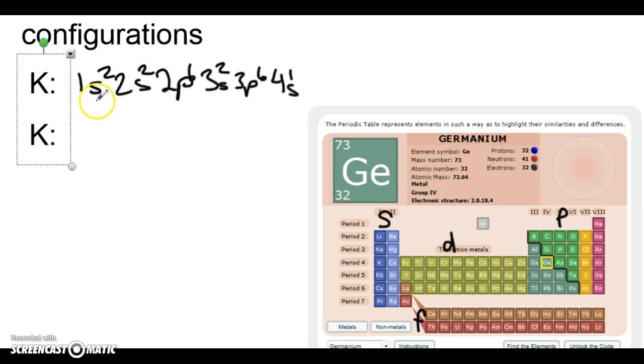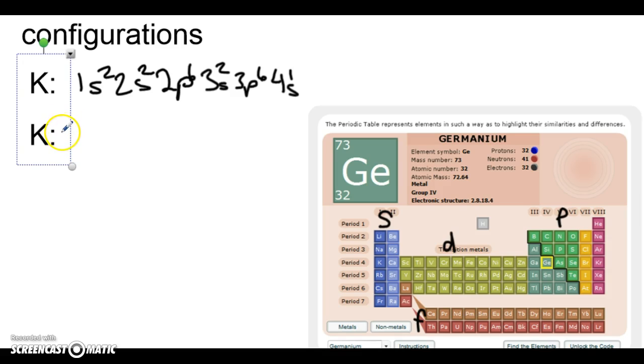I can see that this is a ground state electron configuration, meaning I listed the subshells in order. I didn't make this 4s jump up into a 4p or something like that, which can happen, but that's an excited electron configuration, excited state.